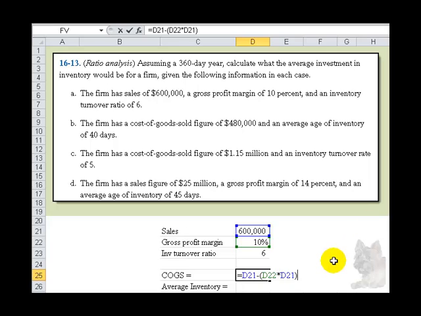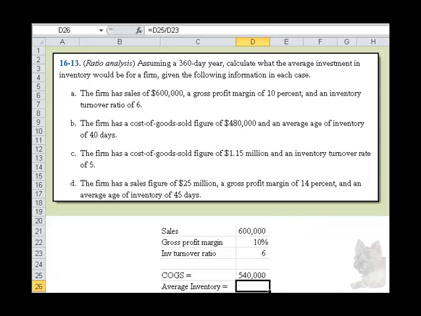I'm taking what's in cell D21, sales, minus the gross profit rate times sales. So I'm taking 600,000 of sales, subtracting out the gross profit to calculate cost of goods sold. Why does that work? Because 1 minus the gross profit rate will give you cost of goods sold. So we're just solving for the unknown. When we do that, we get 540,000.